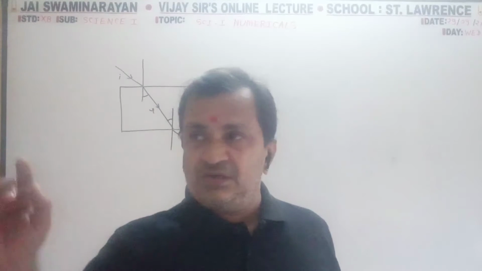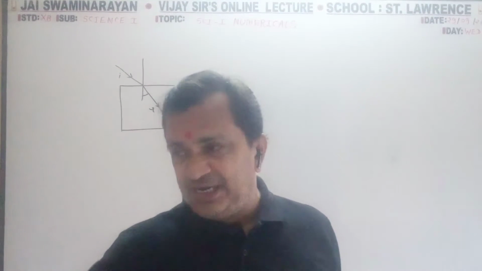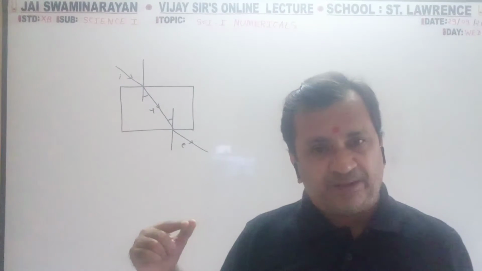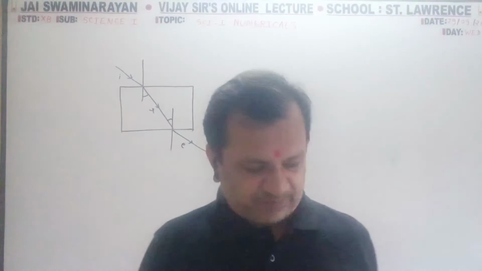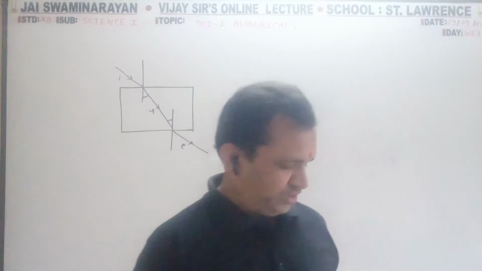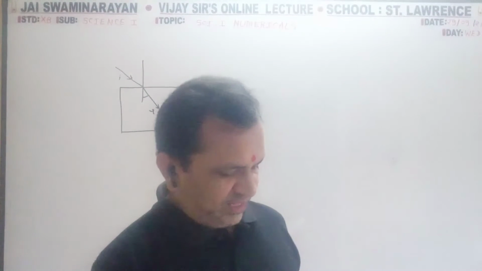It is curved. During sunset and sunrise time, the sun is closer to the horizon. Curved rays are coming, so refraction takes place. Refraction, yes. Reflection also, yes. Dispersion also, yes. Absorption of light, that is not the correct answer.